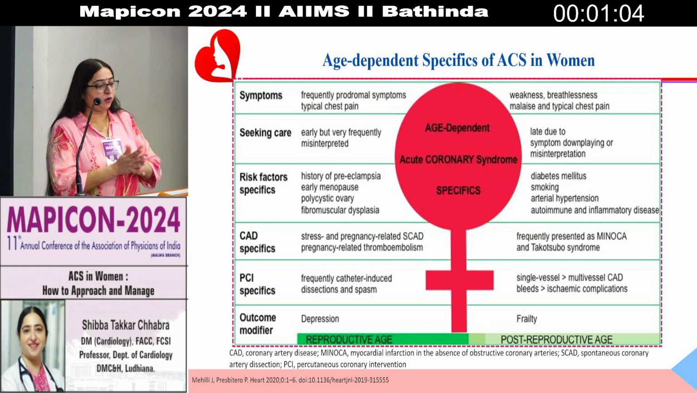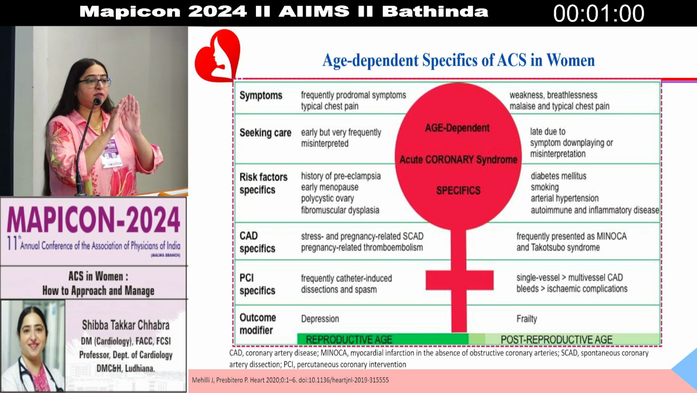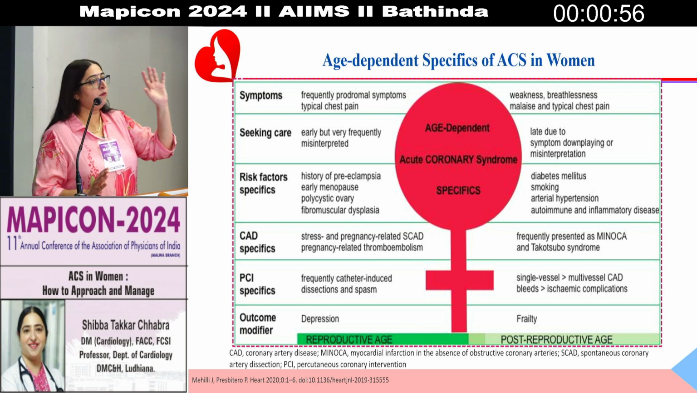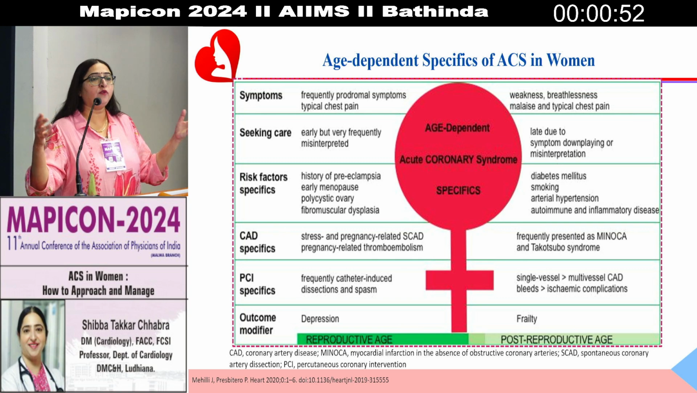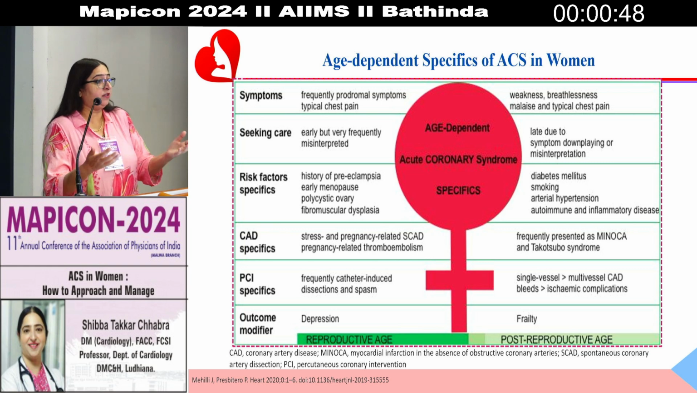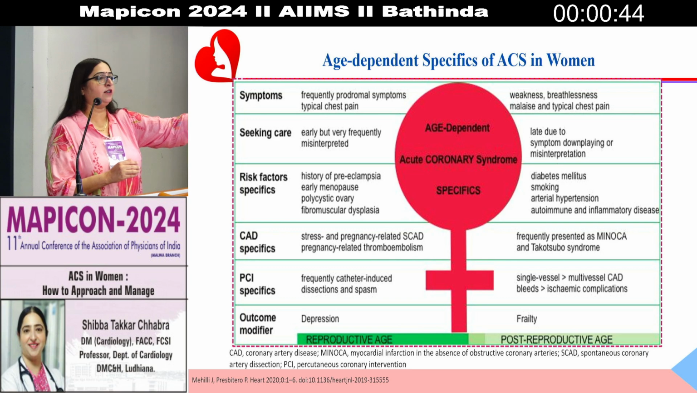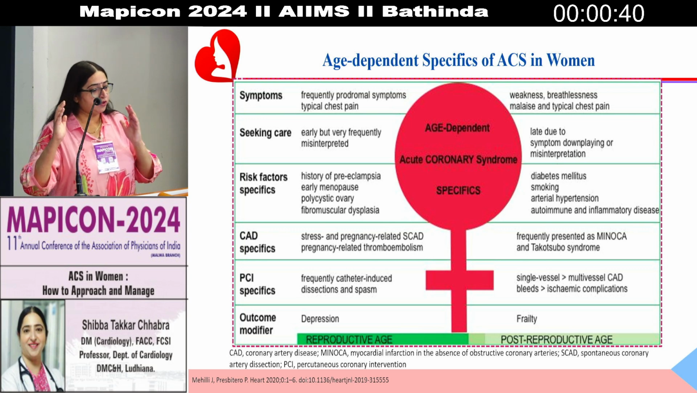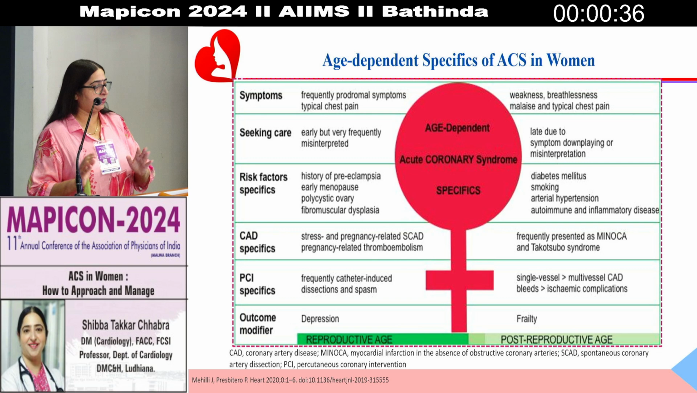And this is what happens if we look at their symptoms. And, you know, there's an age-based difference. A younger woman would most likely come with chest pain. An elderly woman would have more atypical symptoms like weakness and breathlessness. If we look at when they seek care, a younger woman would seek care, but the physician would probably ignore it, saying, oh, it could be a functional case. An elderly woman would seek care late. She would try to ignore her symptoms.